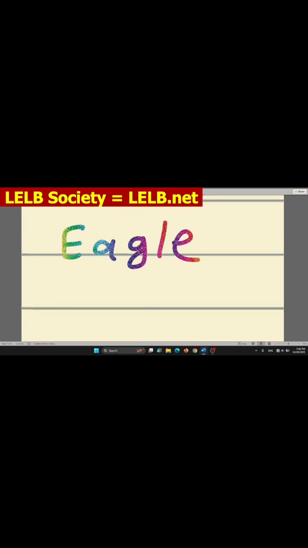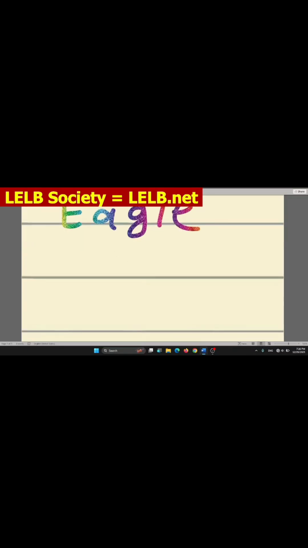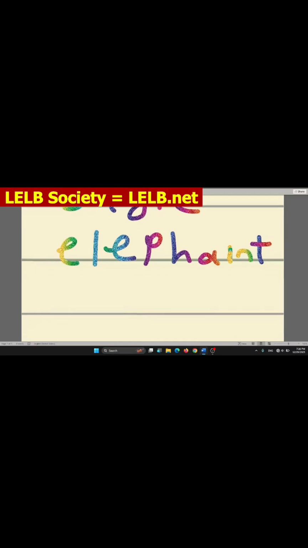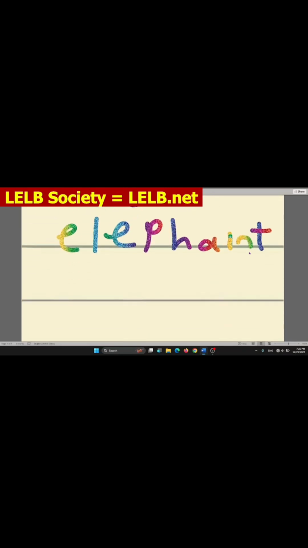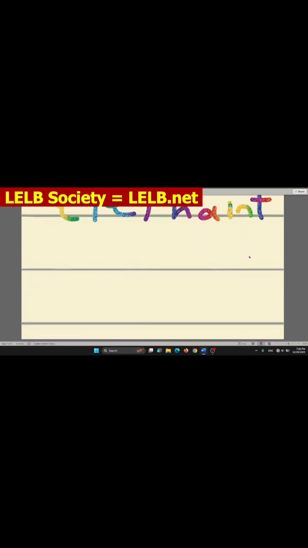And elephant also. You can say elephant. E-L-E-P-H-A-N-T. I don't know why this part is not written. Elephant. So eagle, elephant, and finally F. Good. Thank you for completing the word.